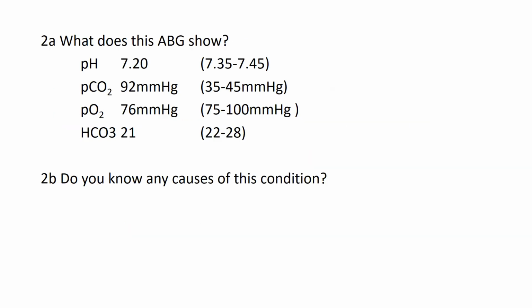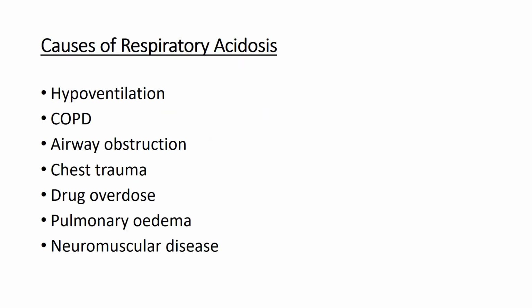What about this second question? What do you think this arterial blood gas shows? Do you know any causes of this condition? That's right, it's a respiratory acidosis. So hypoventilation, it can be caused by COPD, airways obstruction, chest trauma, drug overdose, pulmonary edema, and neuromuscular disease.